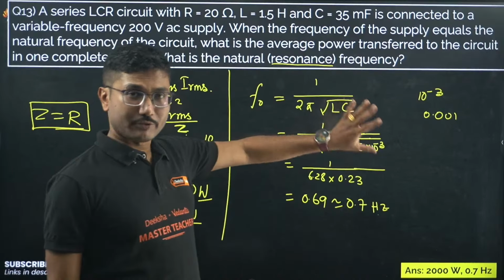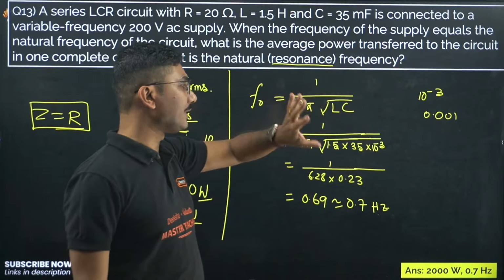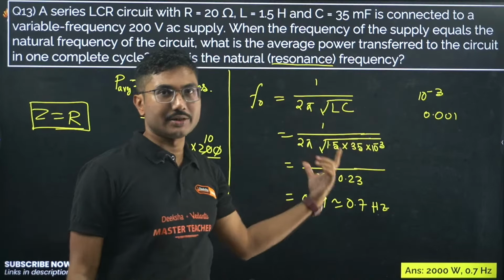Especially for resonance frequency. For other cases you can cancel some of the values. For resonance frequency, with 10 to the power of a negative value, you have to take it like this.